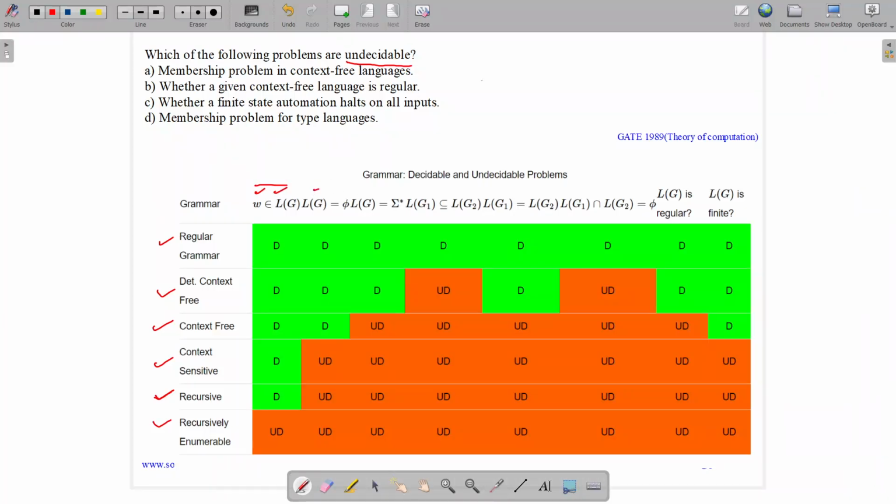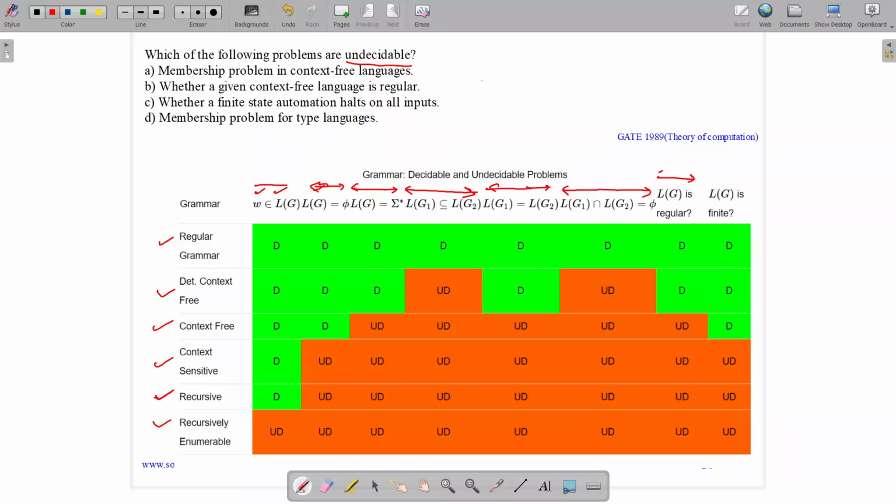It is whether a language represents a file, which means it is the empty language. It is whether the language equals sigma star, which means it has all the possible strings. It is whether one language is a subset of the other. It is whether two languages are equal. It is whether the intersection of two languages is empty, which means they are mutually exclusive.